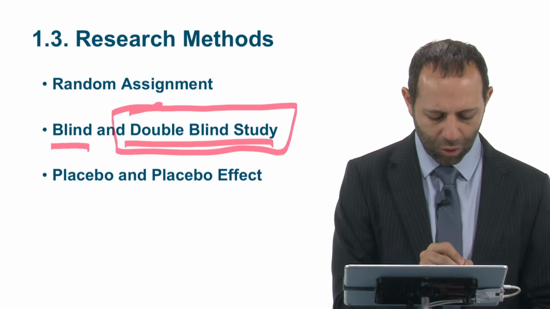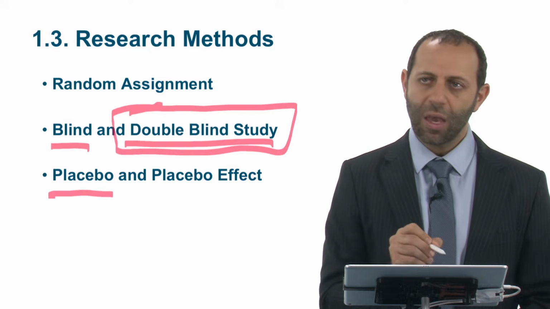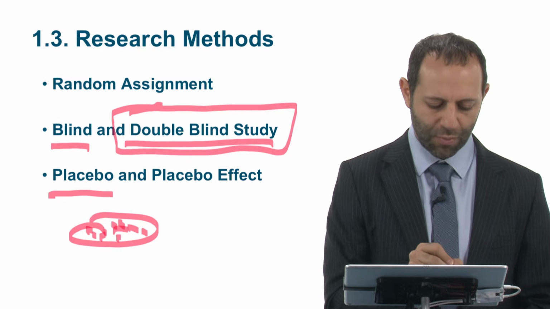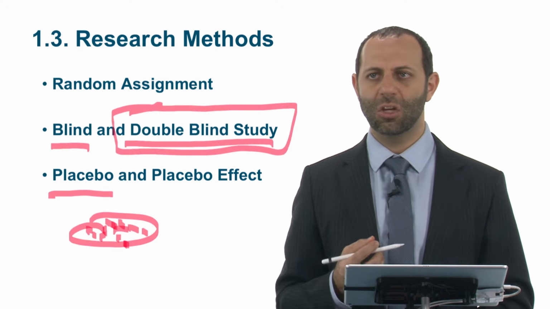Finally, as I referred to earlier, a placebo is a sugar pill, a pill that has just sugar inside of it, but people might think has a medication.